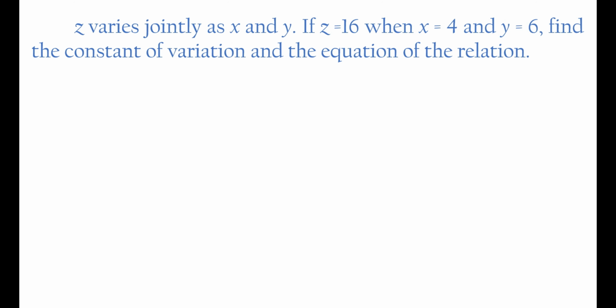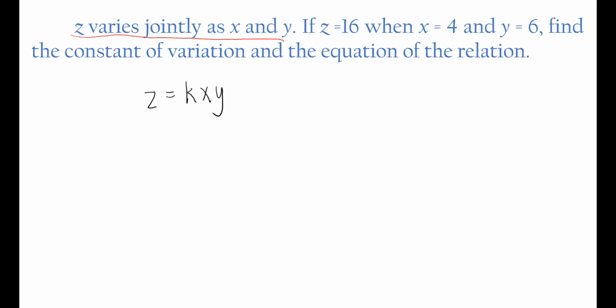Z varies jointly as X and Y. If Z is 16 when X is 4 and Y is 6, find the constant of variation and the equation of the relation. So, as we have done in the previous examples, first we have to translate the statement Z varies jointly as X and Y into a mathematical equation Z equals K, X, Y.